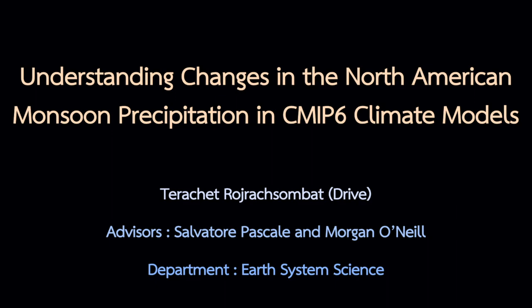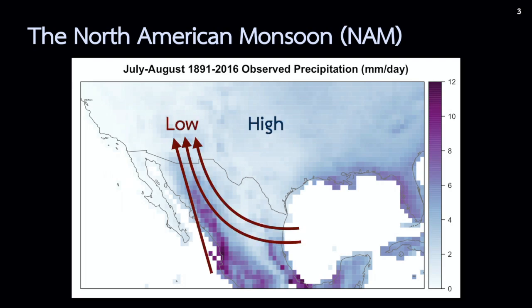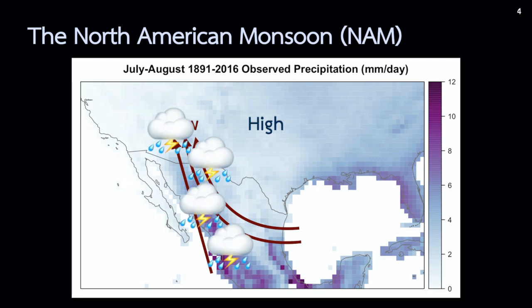This is a presentation of my summer research project called Understanding Changes in the North American Monsoon Precipitation in CMIP6 Climate Models. The North American monsoon is a weather system that dominates Mexico and the southern US. You can see from this map that there's a lot of precipitation in the west coast of Mexico. During the July and August months, a low pressure develops over the area, sucking in moisture from the oceans and creating a lot of thunderstorms in the area.